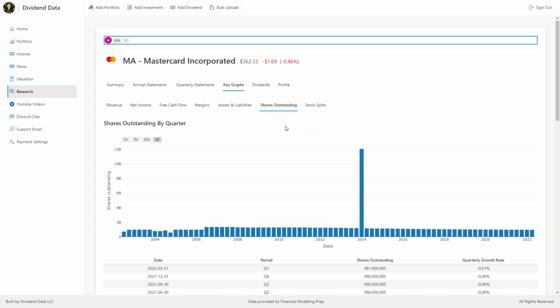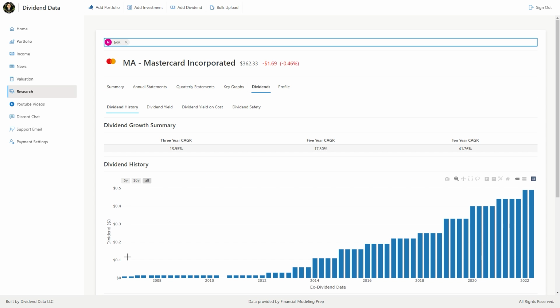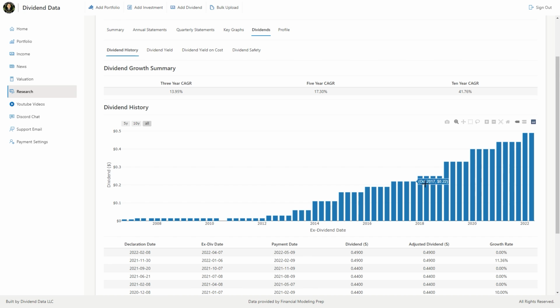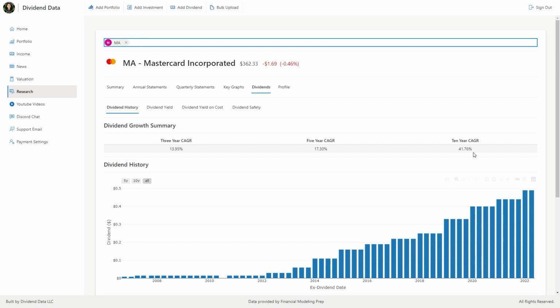The shares outstanding have shrunk between 1 to 3% annually. The dividend growth has been fantastic. MasterCard increases its dividend every year, with its latest increase being 11.3%.